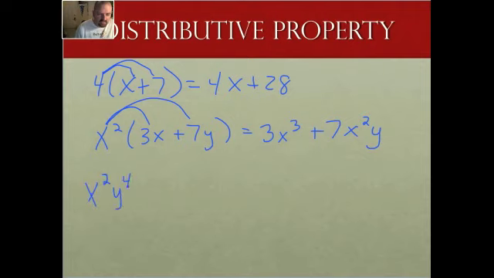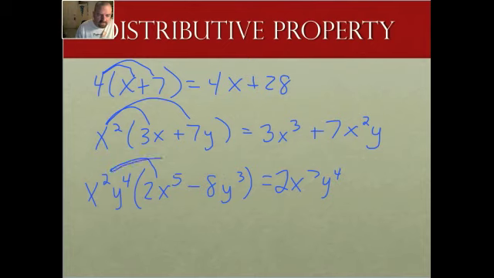Okay, we can make it even more complex: x²y⁴ times (2x⁵ - 8y³). Again, all of this times this will give us 2x⁷y⁴, because we have to add the 5 and the 2, y to the 4th because there is no y, and then this one times this one will give us negative 8x²y⁷. We're just combining our y's, bringing the x² and the 8 along for the ride.